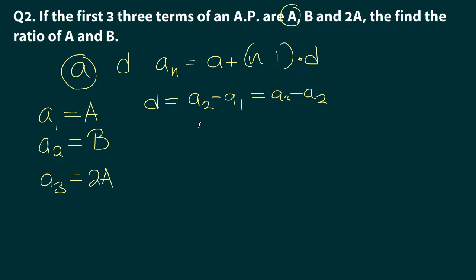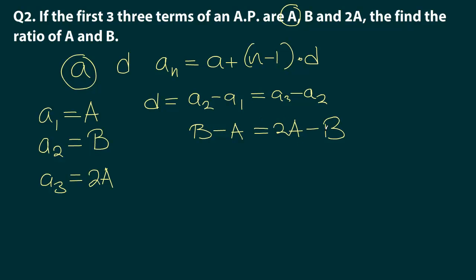So a2 is b, so let's write it over here. So b minus a1, which is a, is equal to a3, which is 2a, minus a2, which is b. So now here we find ourselves an equation that has only a's and b's. So this will help us get the ratio that we want.